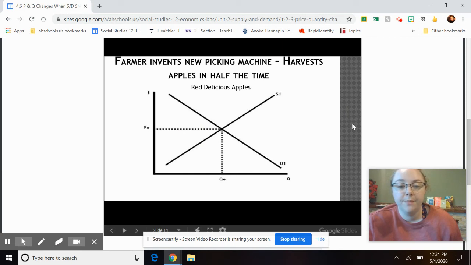All right. Farmer invents new picking machine, harvests apples in half of the time. And the graph title is Red Delicious Apples. Again, go look at your sheet. Decide if it is demand or supply. Tigers or tires.